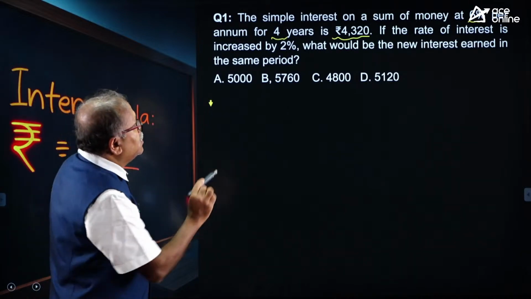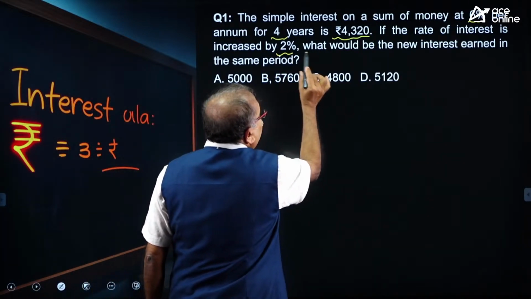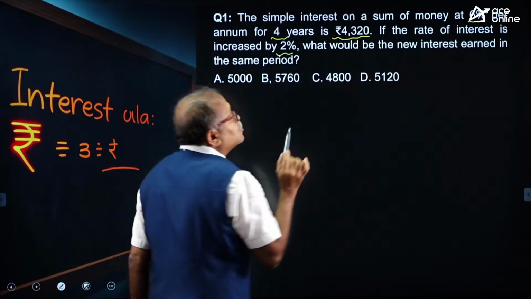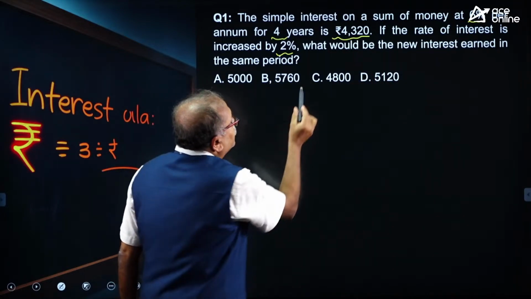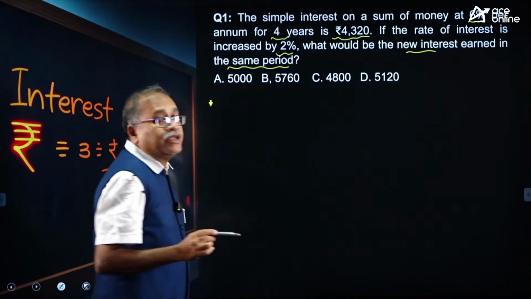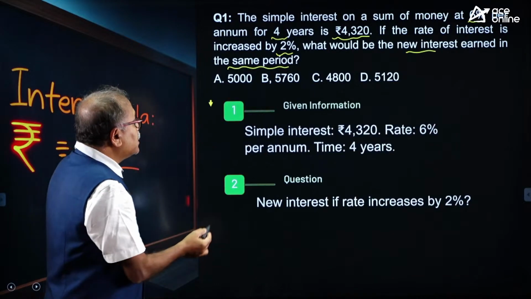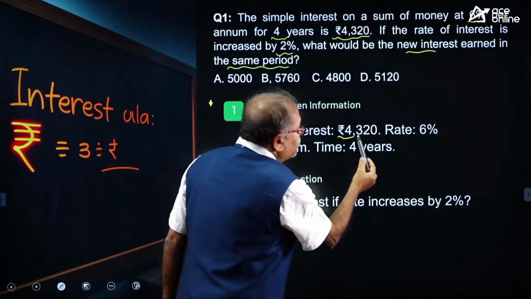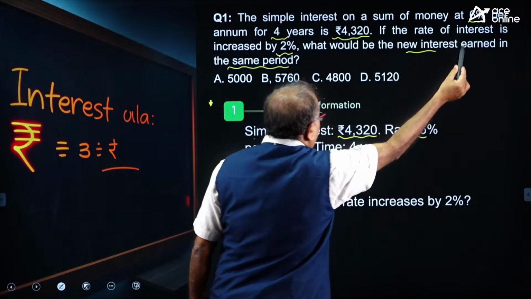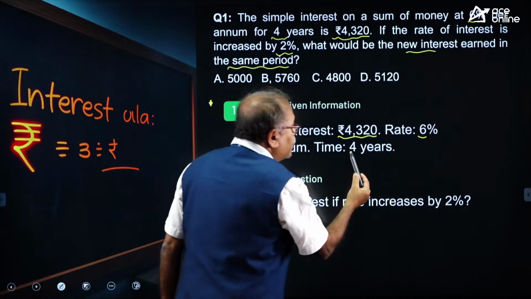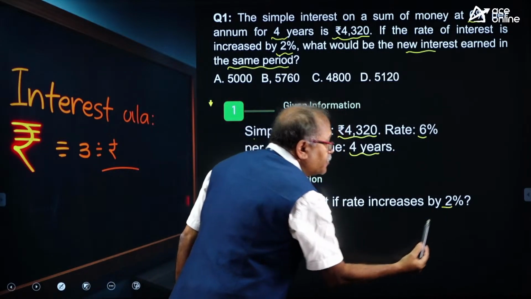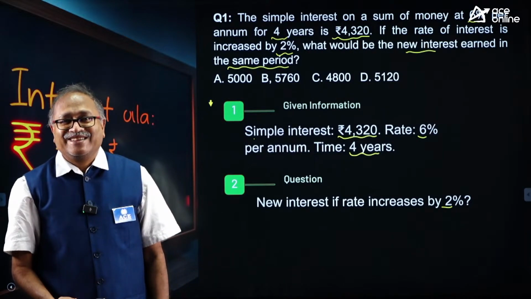If the interest rate is increased by 2%, from 6% to 8%, then what would be the new interest earned on the same period? So, this is the information we have: the simple interest earned is this much at the rate of 6% per annum for a period of 4 years. What will be the new interest if the rate of interest is increased by 2%?